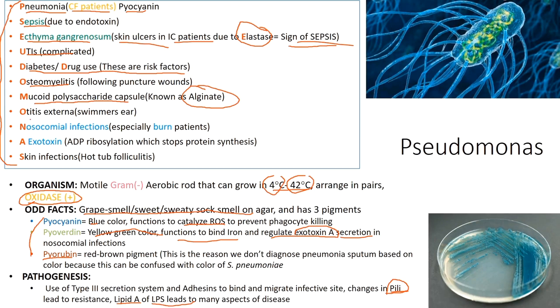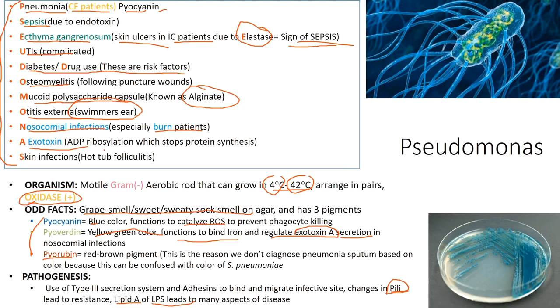And then it causes otitis externa, and this is known as swimmer's ear. It's very, very common, actually, that this causes that. And then it has nosocomial infections, especially in burn patients. And again, that is associated with the pyocyanin and stuff like that for pneumonias.